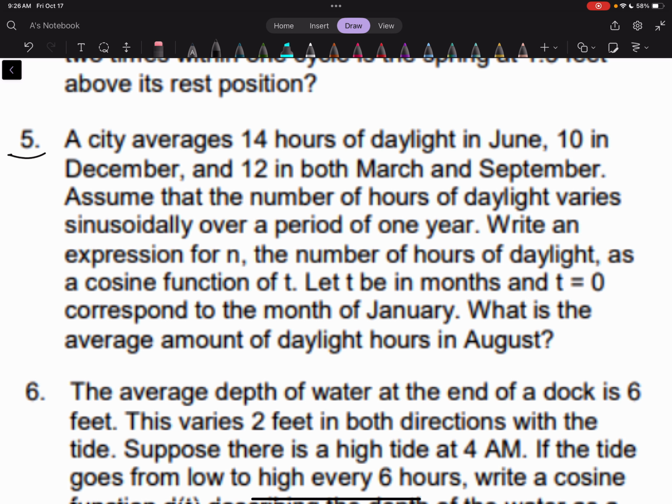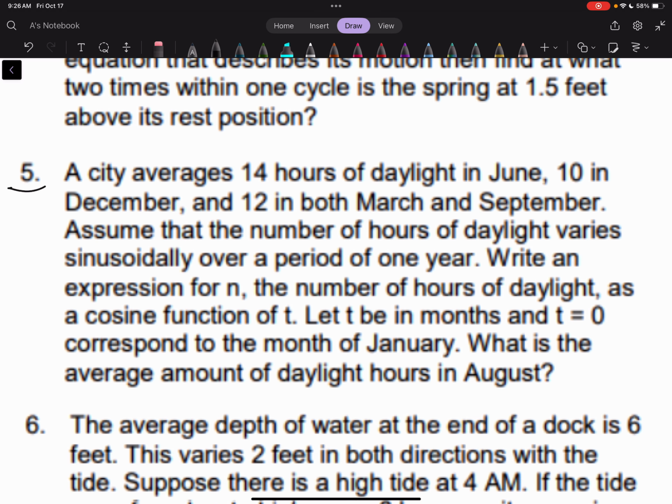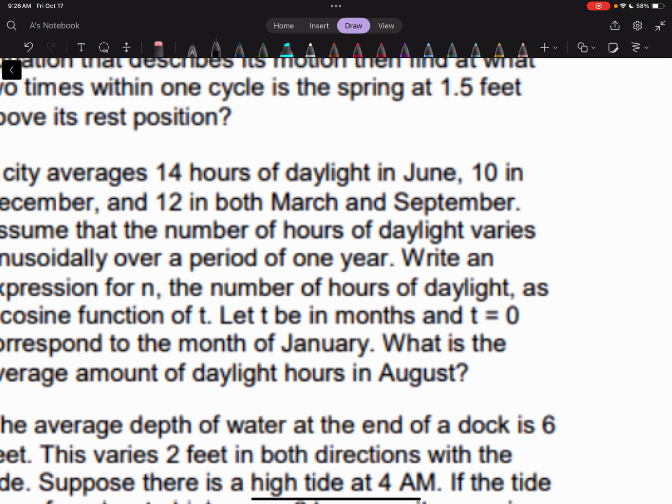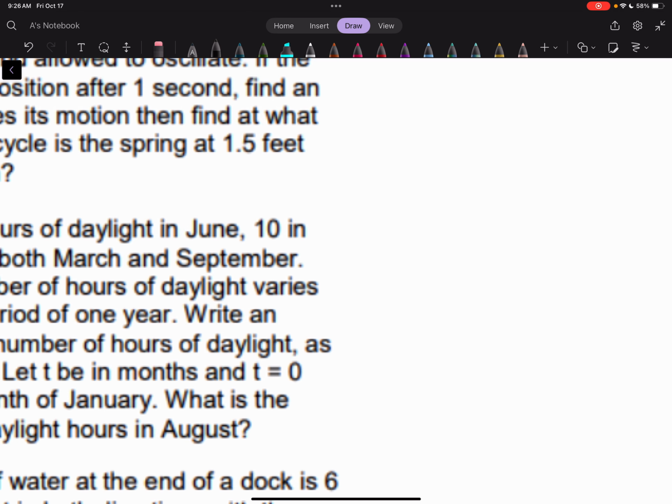Let's look at number 5. A city averages 14 hours of daylight in June, 10 in December, 12 in March and September. Assume that the number of hours of daylight varies sinusoidally over 1 year. Write an expression for n, the number of hours of daylight, as a cosine function of t. Let t be the months, t equals 0 is January. What is the average amount of daylight in August?